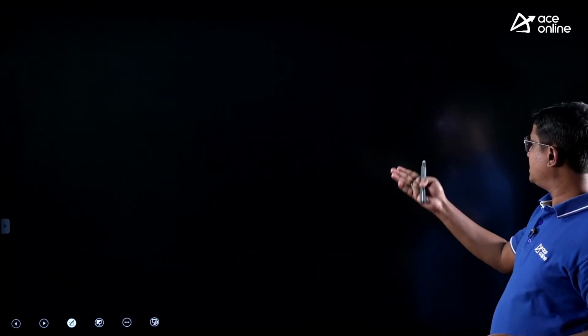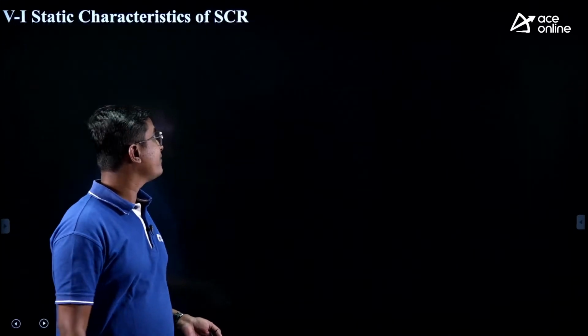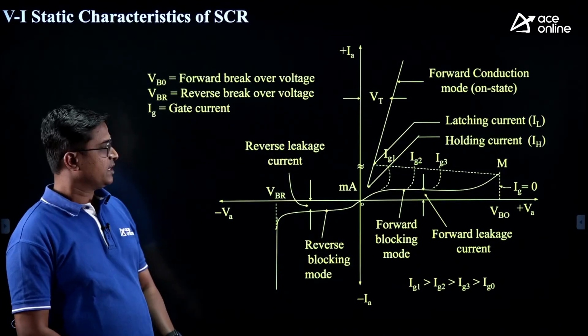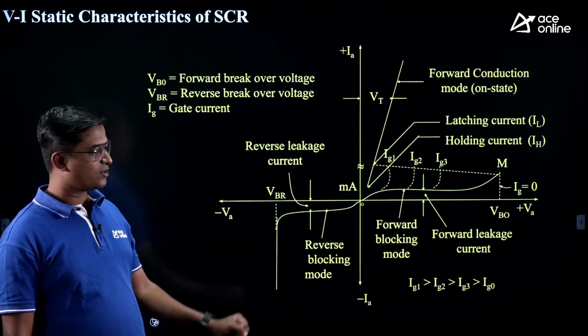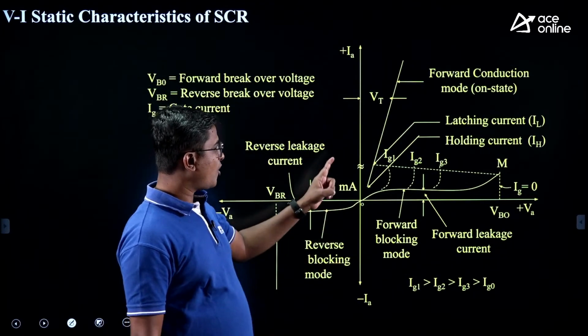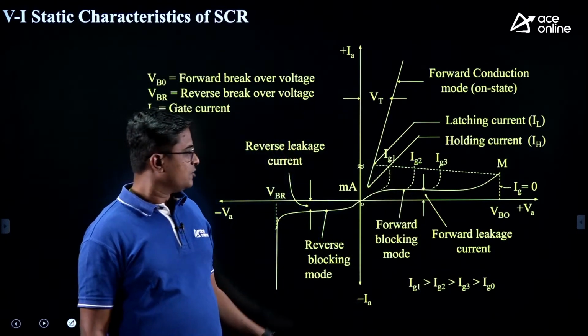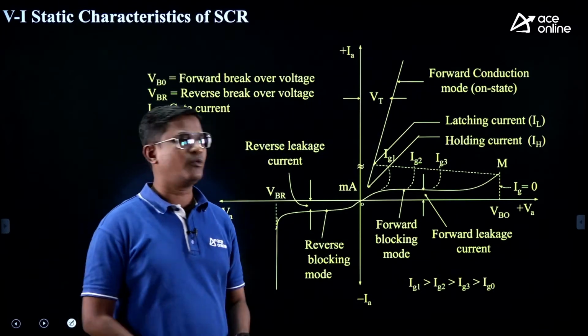Next, biasing of SCR, just now we discussed the forward biasing, reverse biasing. Okay, next is static VI characteristics of a SCR, important one. Okay, so you might have come across this type of characteristic of SCR. Now, this is the plot between voltage across SCR, current flowing through the SCR, right? So in this characteristic, we are having the three modes. They have asked the question.